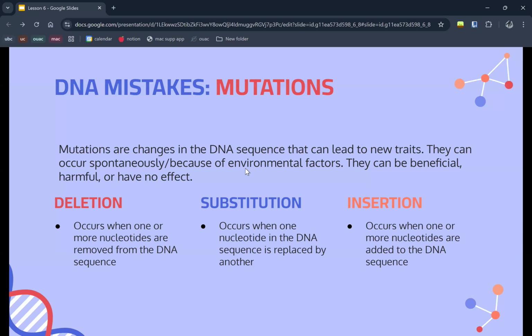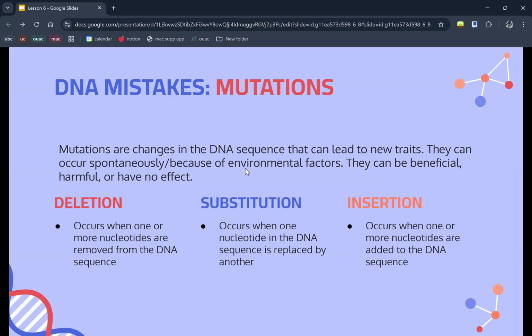Okay, so looking at mistakes in DNA, mutations are changes in the DNA sequence that can lead to new traits. They can occur either spontaneously or due to environmental factors like radiation or chemicals, and mutations can be beneficial, harmful, or just have no impact at all. So we have three kinds of mutations. The first one we have is a deletion. So pretty self-explanatory. It occurs when one or more nucleotides, those building blocks of DNA, are removed from the DNA sequence. Then we have substitution.